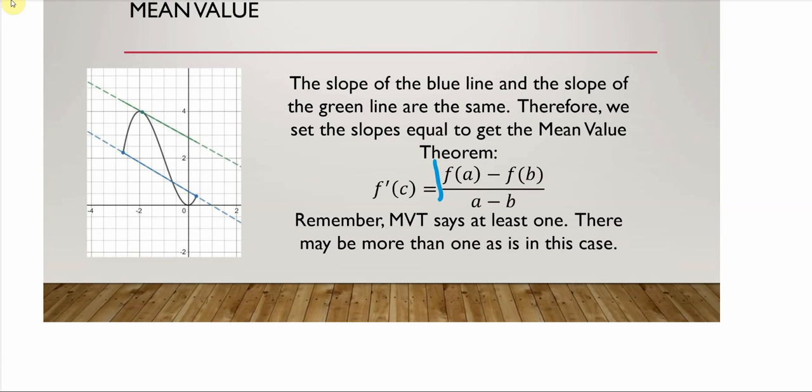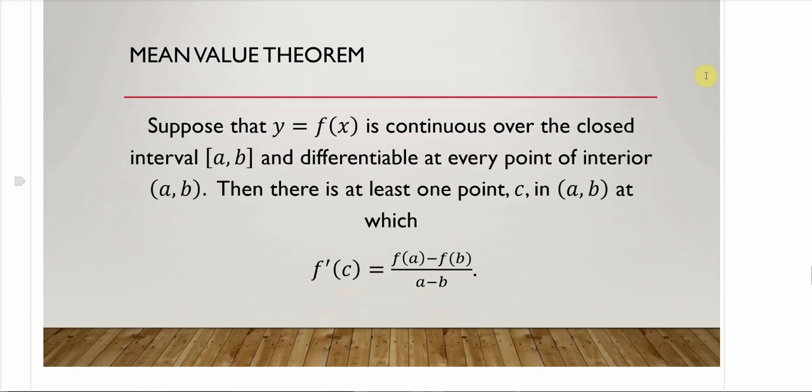The slope of the blue line is this one, and the slope of the green line is this one, and they have to be equal because they're parallel. Parallel lines have the same slope. And guess what? We just found out. This is the mean value theorem. So let's go ahead and look at the formal definition of the mean value theorem.